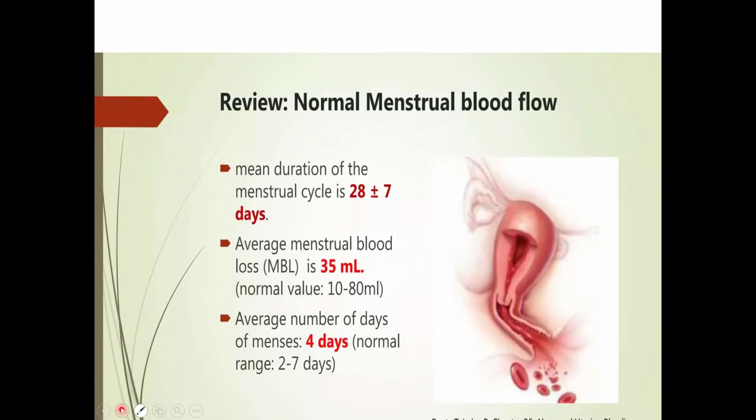Now, what actually is the normal menstrual blood flow? The mean duration of the menstrual cycle is 28 plus or minus 7 days. Average menstrual blood loss is 35 ml and the normal value ranges from 10 to 80 ml, and the average number of days of menses is 4 days, with a normal range of 2 to 7 days.